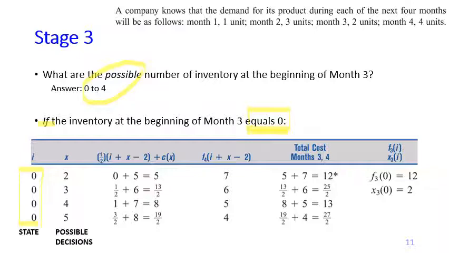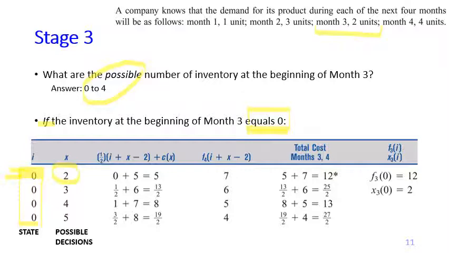Well, if you go back to the problem, you see that the demand for month 3 equals 2 units. So if you have 0 inventory, at least you need to produce 2 units to meet the demands, right? You do not have anything at the beginning of the month, 0 inventory. The demand is 2, you must satisfy the demand. So at least you need to produce 2 items to meet the demand.